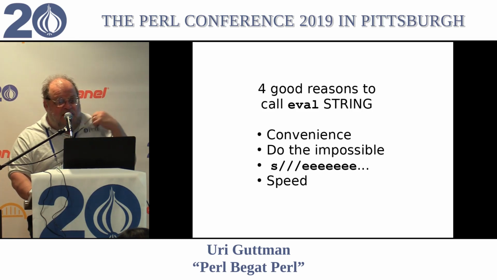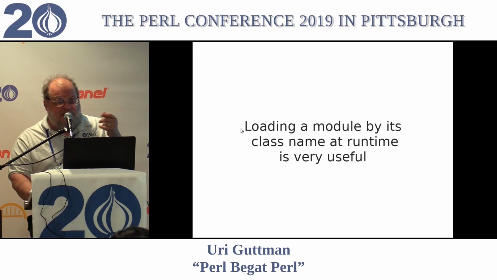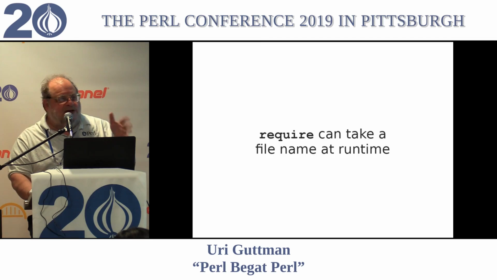So there are other uses for eval string: convenience, doing the impossible, S with lots of E's, and speed. So, eval string for convenience. Who has ever loaded a module dynamically at runtime? It's a pretty common thing, but it's a real pain because require takes a class name only at compile time. You say require class name with no quotes or anything, it'll work, but it's done at compile time. And you want to have a database or something telling you to load up a polymorphic module, which I've done many times. You can't do that.